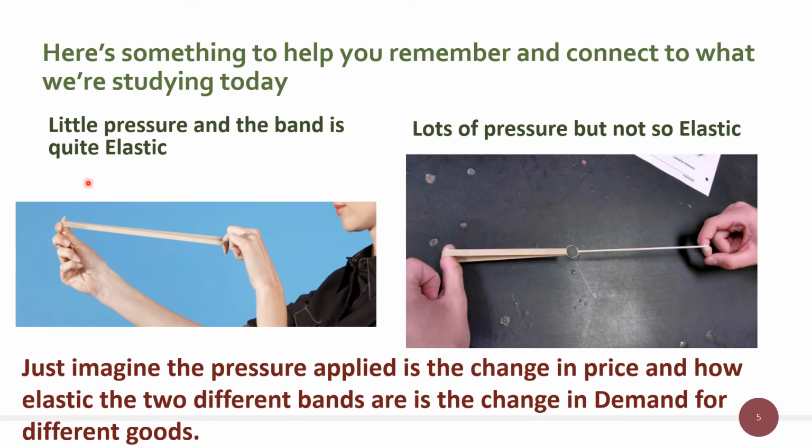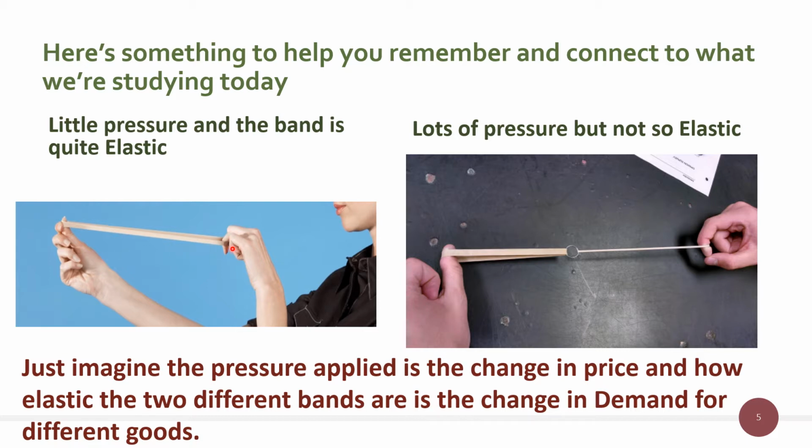Here is something to help you remember and connect to what we are studying today. You can see in the picture here, there's a girl applying slight pressure on an elastic band. A little pressure and the band is quite elastic. So it is with a case of relatively elastic demand that we saw in the previous slide. We saw that a small change in price brings about a big change in quantity demanded. So now you can understand why we say that demand is relatively elastic.